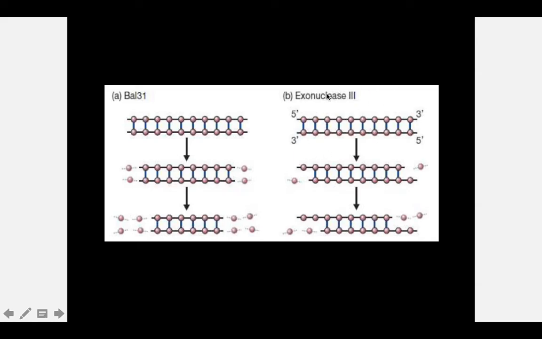Over here, what is happening? In the case of exonuclease 3, you are able to see one side, not both the strands. I hope the message is clear in your mind. What are your exonucleases going to do? Exonucleases are going to put the cut from outside.